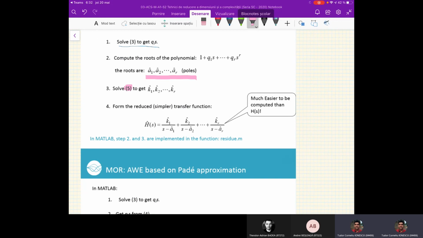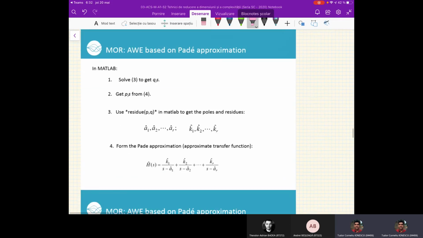So they say, or they claim, that this pole residue form is much easier. I'm saying that solving the moment matching problem is even easier than this in the system theoretic approach. You'll see. Okay. They say that step 2 is implemented in this function. So you can use this specific function in MATLAB.